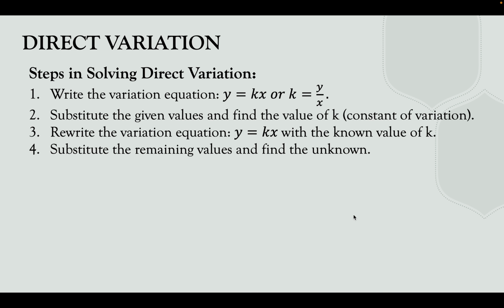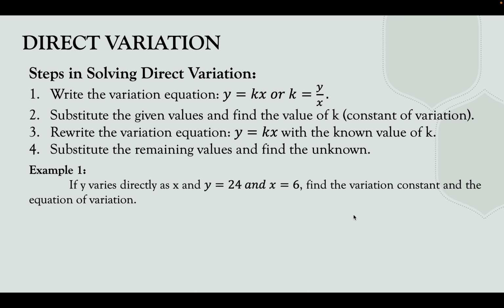So there are steps in solving direct variation. First, we need to write the variation equation. We can use y equals k times x, or k equals y over x. Next, we need to substitute the given values to find the value of k, that is the constant of variation. Next, we need to rewrite the variation equation y equals k times x with the known value of k. And lastly, we need to substitute the remaining values to find the unknown.